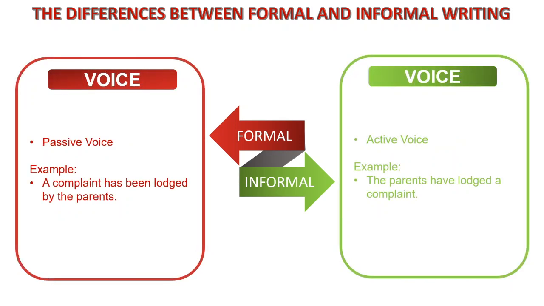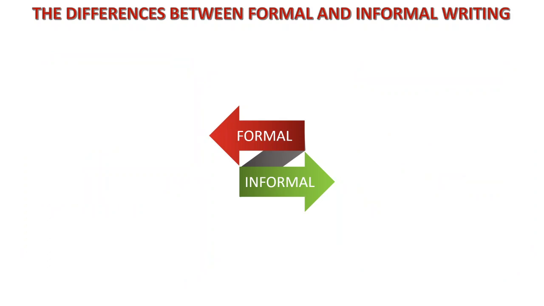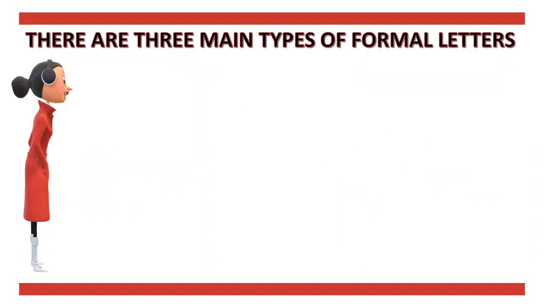Another way of changing your informal writing into formal writing is by changing the sentence construction from active voice to passive voice. Rather say, "A complaint has been lodged by the parents," instead of "The parents have lodged a complaint." Let us focus a little bit more on the formal letter. There are three main types of formal letters.